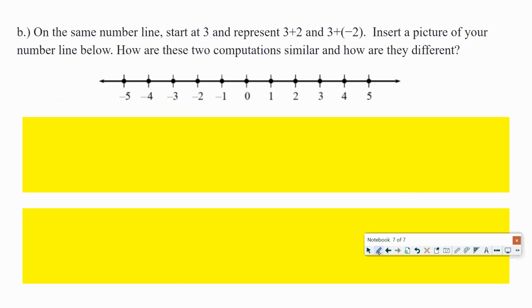The next question says, on the same number line, start at 3 and represent 3 plus 2 and 3 plus negative 2. If we had done this in class, you would have inserted a picture of your number line. How are these two computations similar and how are they different?